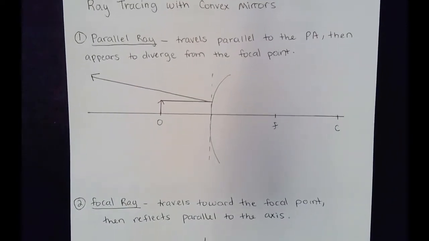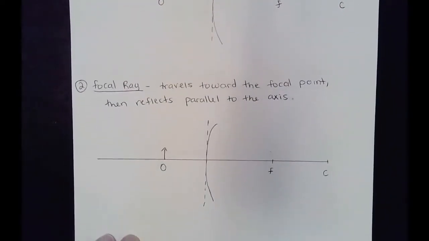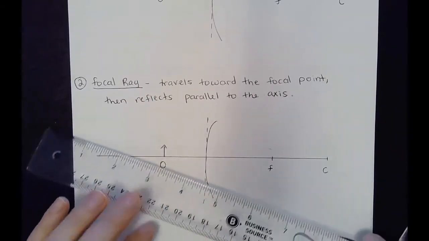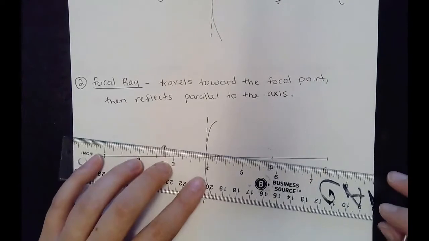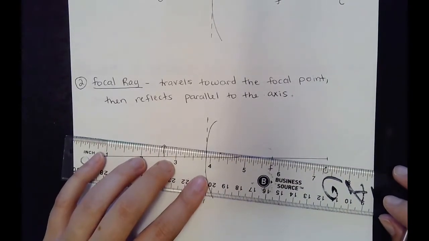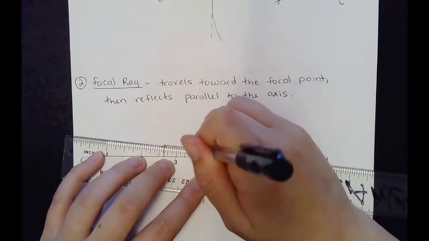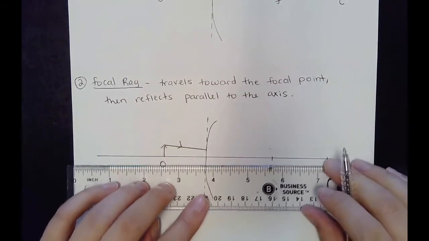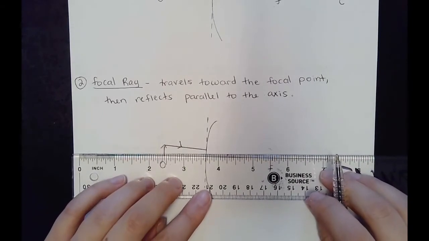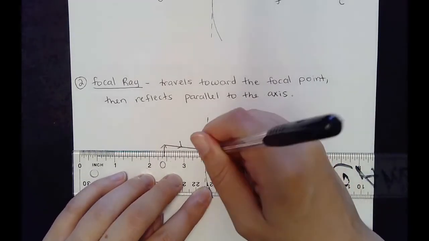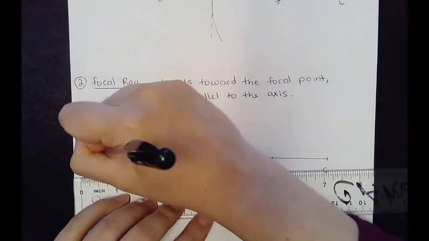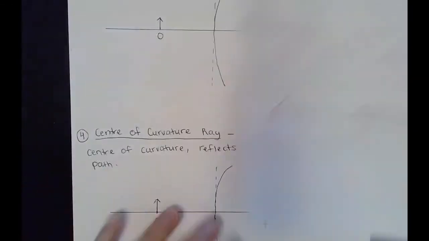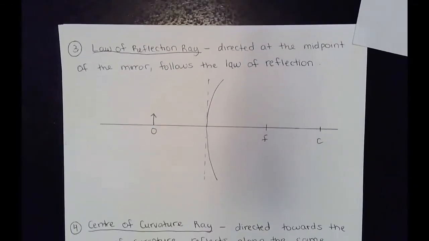Okay, let's keep going. Then we have the focal ray. So the focal ray is going to travel towards the focal point and then reflect parallel to the axis. So top of our object arrow to the focal point. And I'm going to stop at the mirror. It's traveling that way. And then it's going to reflect parallel. So now I line my ruler up parallel to the principal axis and reflect parallel. Like that. All right, and back to number 3.